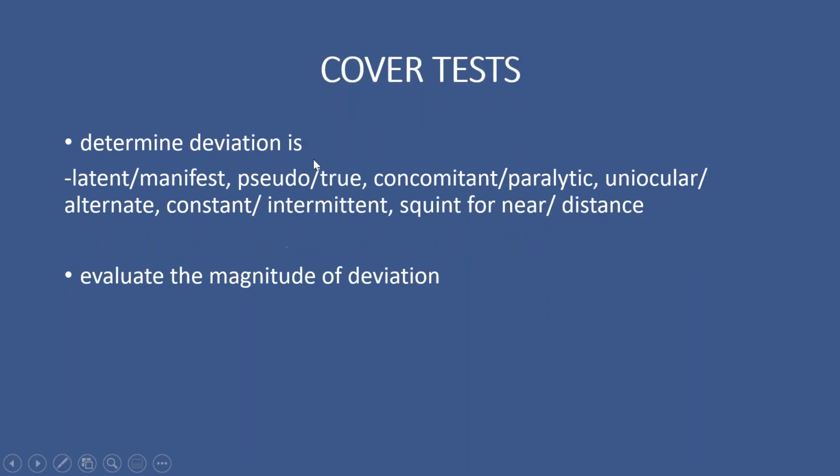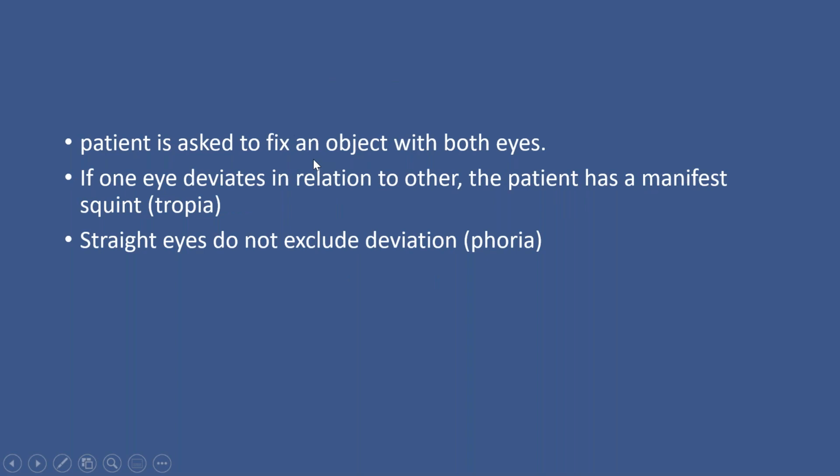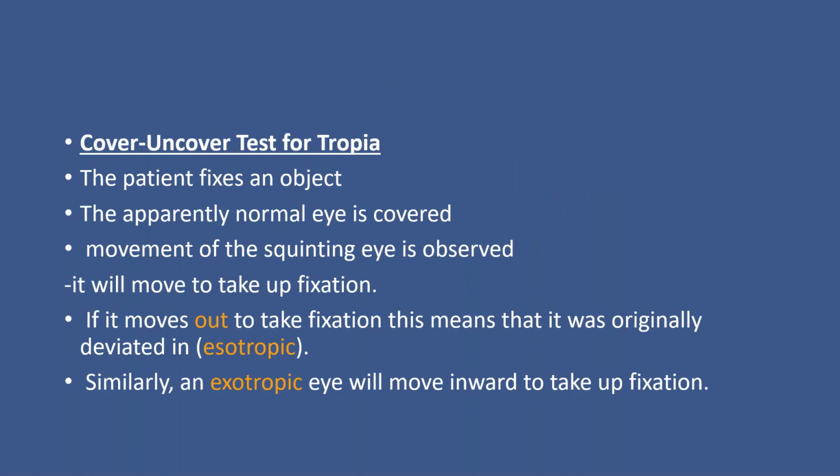We'll go to the cover uncover test first. The patient will fixate on an object which is far away. Usually we take the line on the Snellen chart that corresponds to 6/9 vision for fixation. Take the apparently normal eye; for example, the patient has come to you with the left eye deviated outwards. So we'll cover the right eye first.